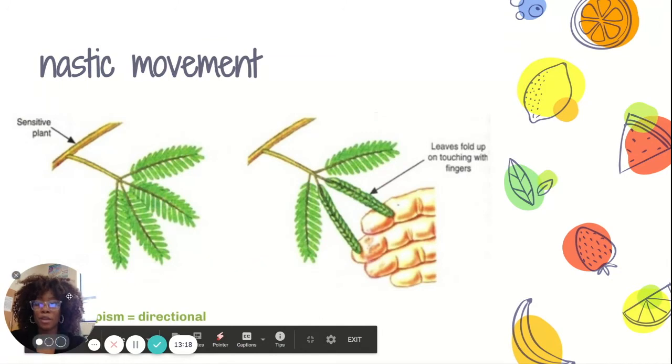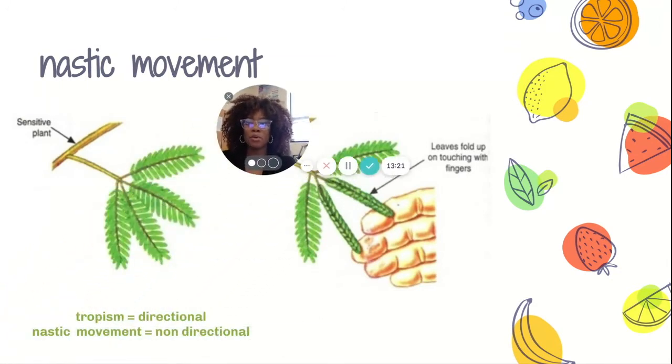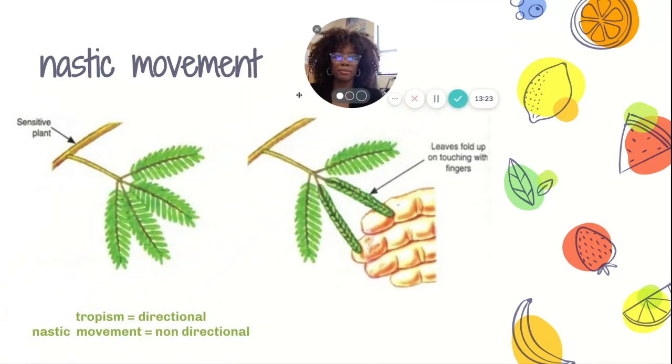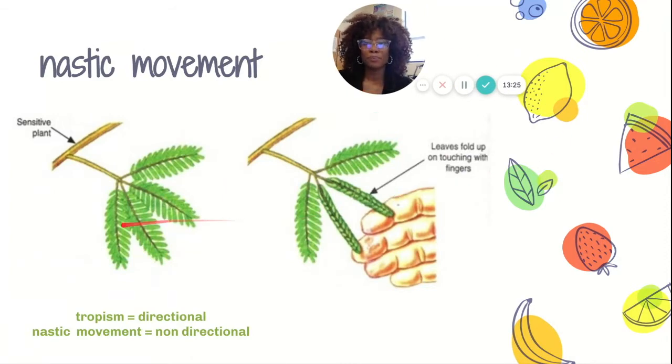So look right here. So we have the nastic movement example. Okay. So this is a plant that is sensitive to nastic movements. So if you touch that plant, the leaves are going to fold up, as you can see right here, because they touch the fingers. Okay. Why is this not a tropism? It is not a tropism because it does not depend on the direction. So the person touched it and the flower or the plant didn't grow. It just folded itself. Okay. It didn't grow in any way.